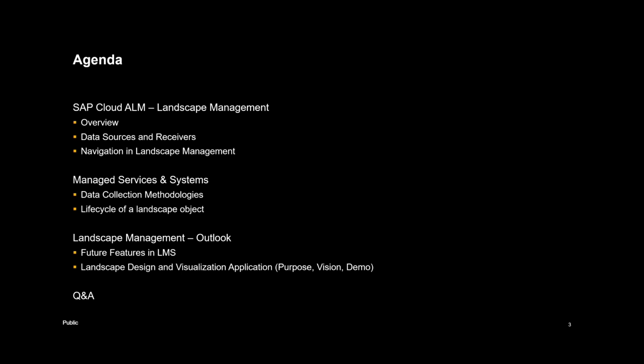And then in the second section, I will talk about managed systems and services. I will explain, at least at a high level, our data collection methodology. So basically, how do we get the data? And then I will also talk about the life cycle of a landscape object. And then we have an outlook, some future features we are planning to build, and as I said, our landscape design and visualization application.